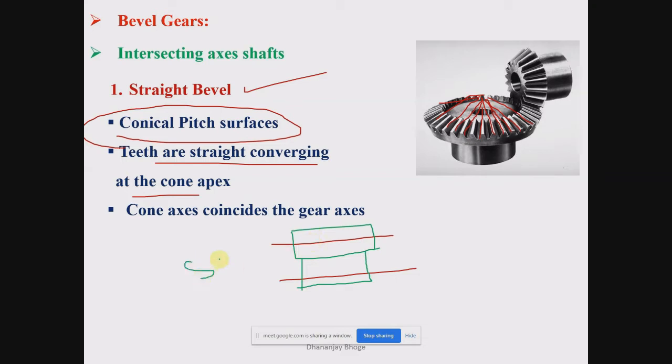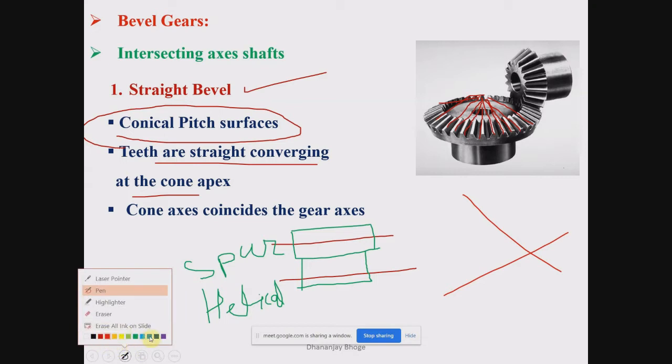So spur gears and helical gears will have cylindrical pitch surfaces. आता shafts कसे आहेत? Intersecting axis shafts like this. रेड कलर मध्ये काय दाखवलंय मी? These are the intersecting axis of two shafts.